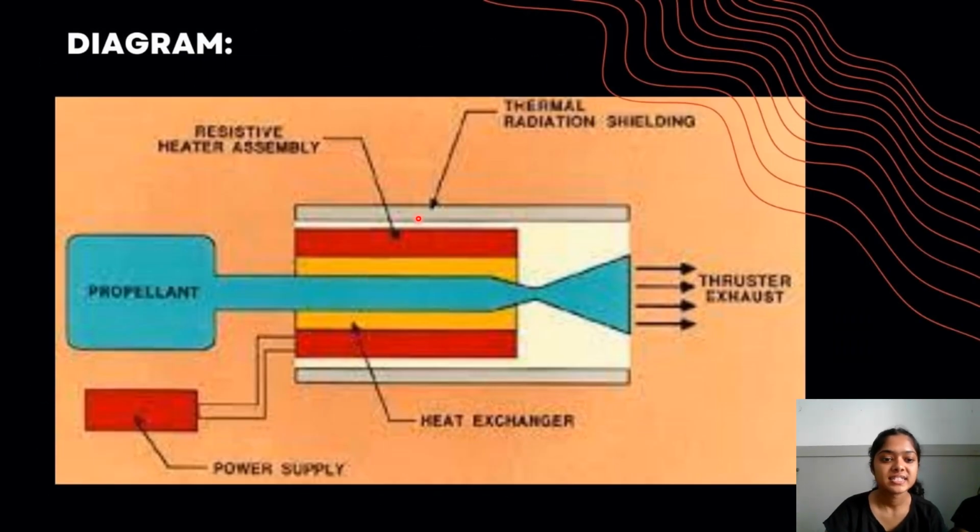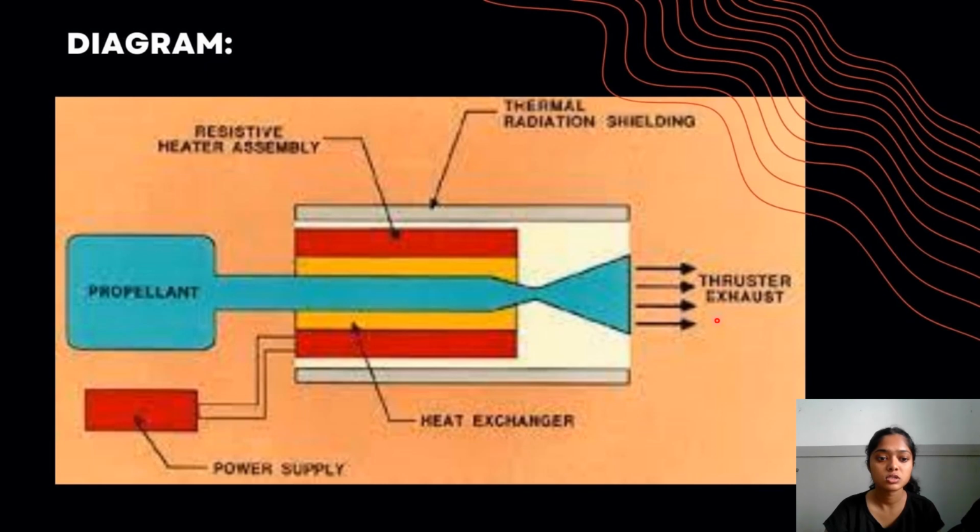So this is basically the image of a thermal radiation shielding device. We'll be seeing its following components. The first is the propellant. This is the fuel that is burned by the thruster to create the thrust. Then we have the thruster. The thruster is a device that converts the propellant into thrust.